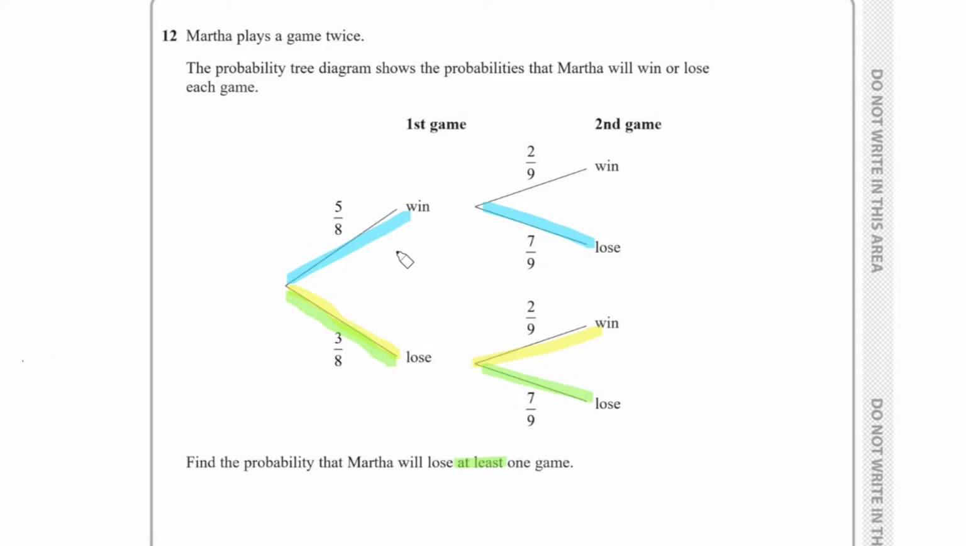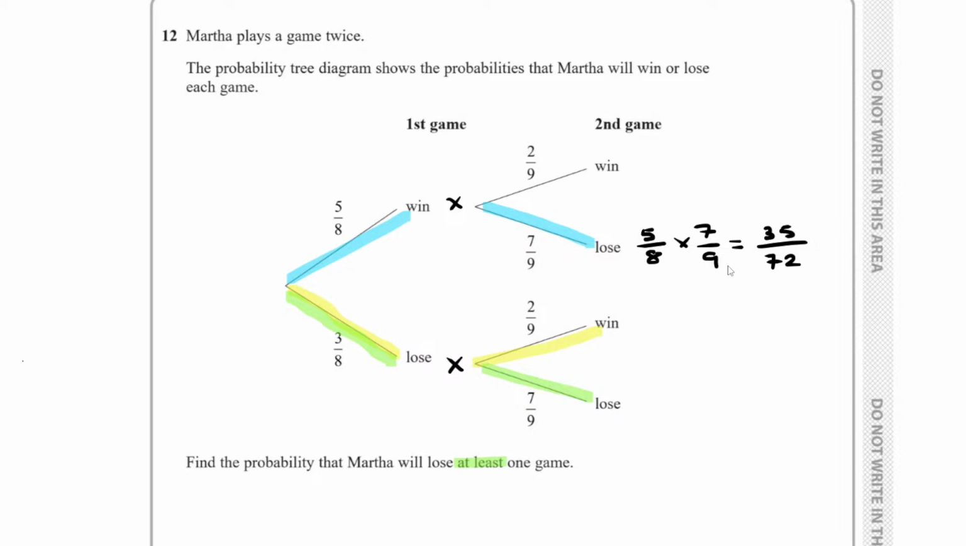So for the blue, when we're working with probability trees, we always multiply between the branches because it's win and lose, or lose and win, or lose and lose. It's "and", isn't it? Because they both have to happen because she does play both games. So win and win, win and lose, we've got 5/8 multiplied by 7/9. Now obviously multiplying fractions, just multiply straight across. So the numerator will be 35, denominator will be 72.